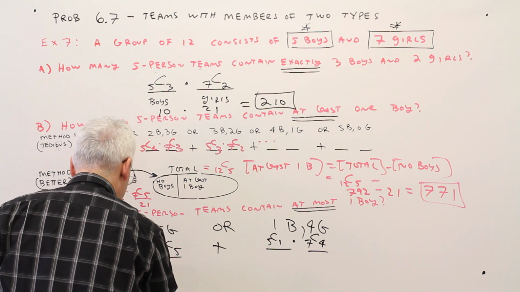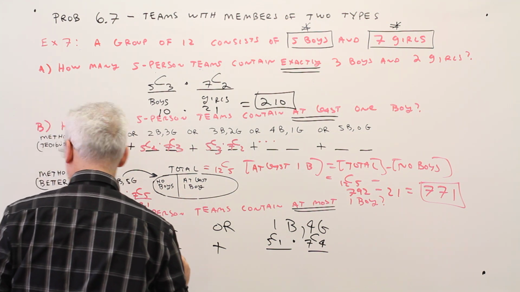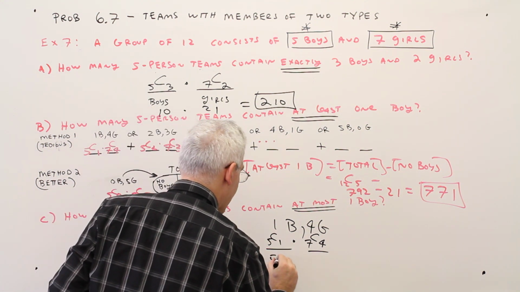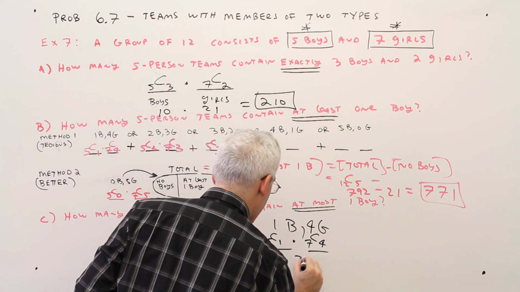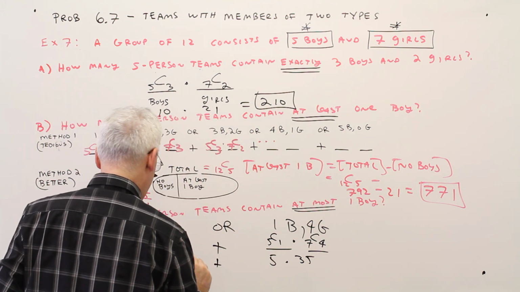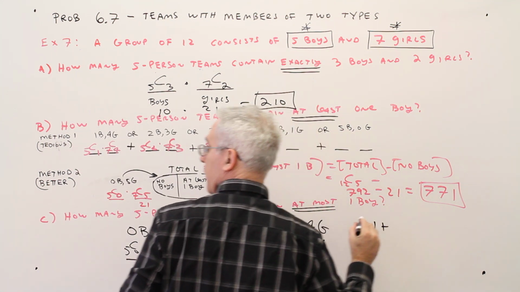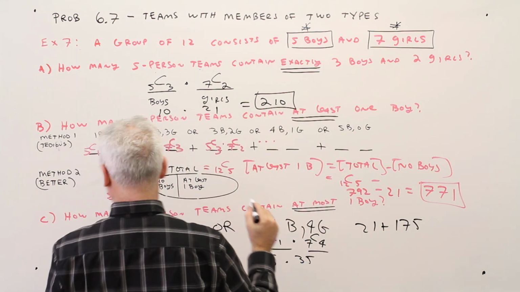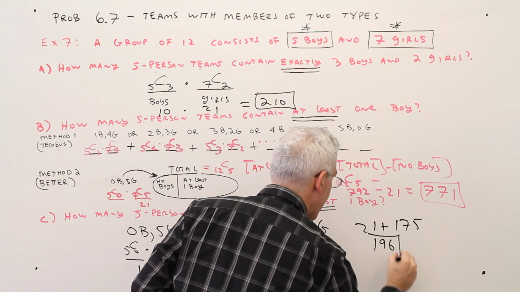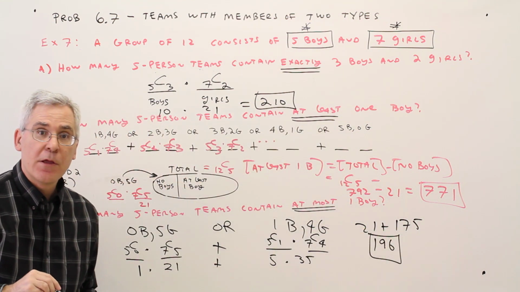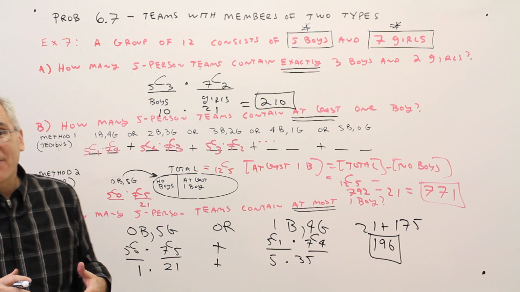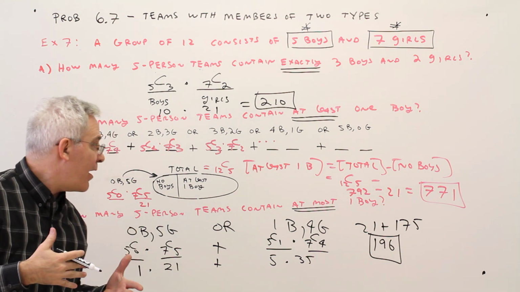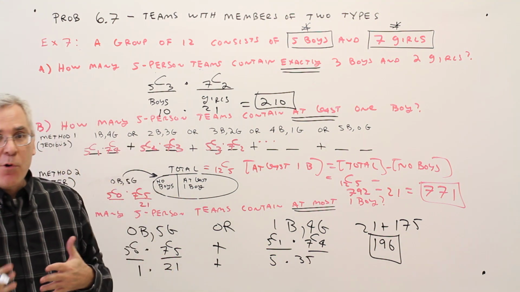And if you do the math, this is 1 times 21 plus, obviously that's 5 times 35. So it ends up being 21 plus 175, and we get a grand total of 196. So there you have it, how to find the number of teams with 2 different types, with exactly, at most, and at least.